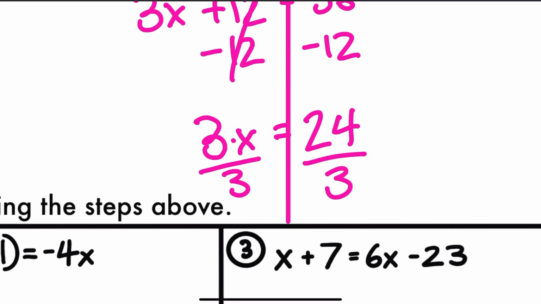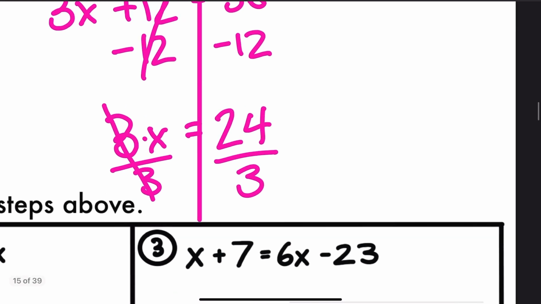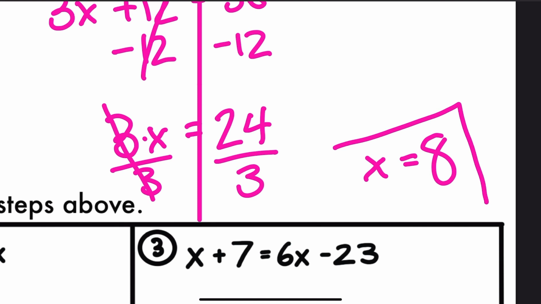So that when I do that, my 3 divided by 3, that's going to give me a 1. So I'm going to be left with x equals 24 divided by 3. That is going to be 8. And that will be my answer for this question.